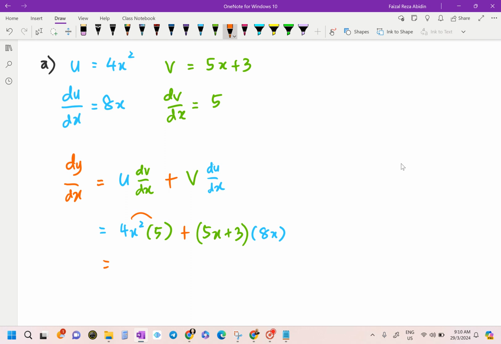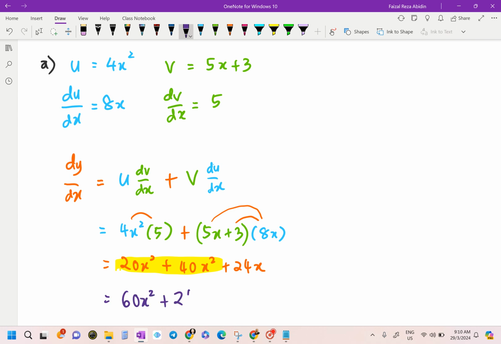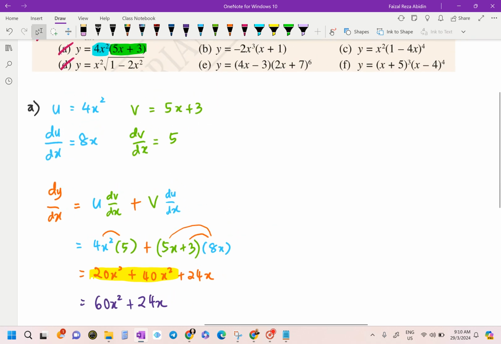So this one I'm going to get 4 times 5, which is 20x squared. And then this one 5 times 8, I'm going to get 40x squared. Then 3 times 8, I'm going to get 24x. So this one we can simplify as like terms. What you are going to get over here is 60x squared plus 24x, right? Next is going to be for 1D over here.